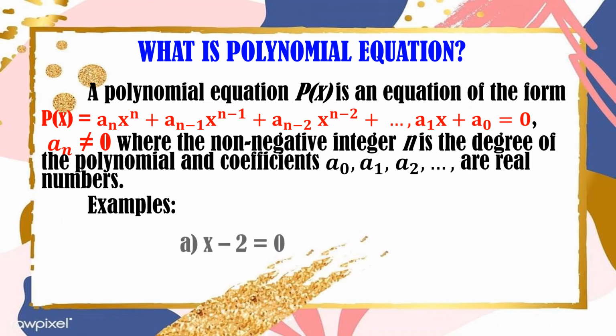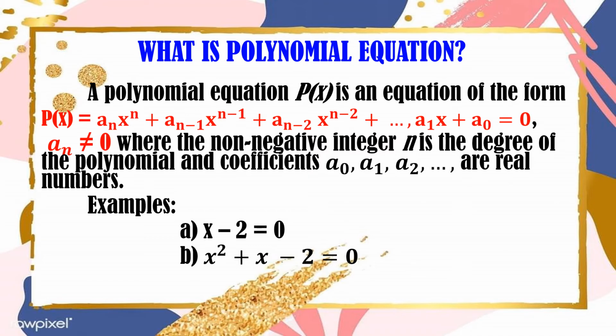For example, a, x minus 2 equals 0. b, x squared plus x minus 2 equals 0. And c, x times the quantity of x minus 4 equals 0.